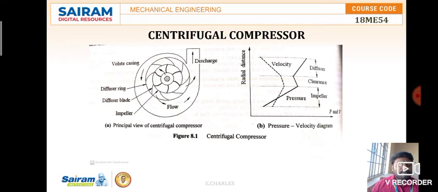So this is the graph between radial distance that we have seen. If you look at the impeller, the maximum amount of pressure is increased and velocity is increased, and then there is a clearance, a slight difference, and then in the diffuser, again there will be a change in the pressure. So this is the pressure, and the velocity you can see in the dotted lines. So that is the pressure velocity diagram between the radial distance and pressure and velocity.